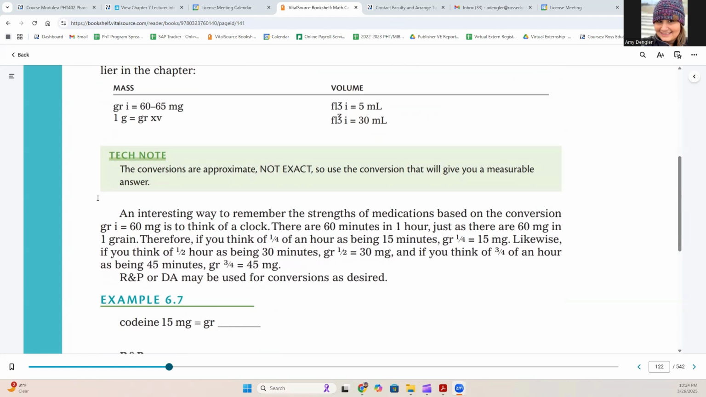An interesting way to think about the strengths of medication based on the conversion of 1 grain equals 60 milligrams is to think of a clock. There are 60 minutes in 1 hour, just as there are 60 milligrams in 1 grain. Therefore, if you think of 1/4 of an hour as being 15 minutes, 1/4 grain is 15 milligrams. Likewise, if you think of a half hour as being 30 minutes, 1/2 grain is equal to 30 milligrams. And if you think of 3/4 of an hour as being 45 minutes, 3/4 grain is 45 milligrams.